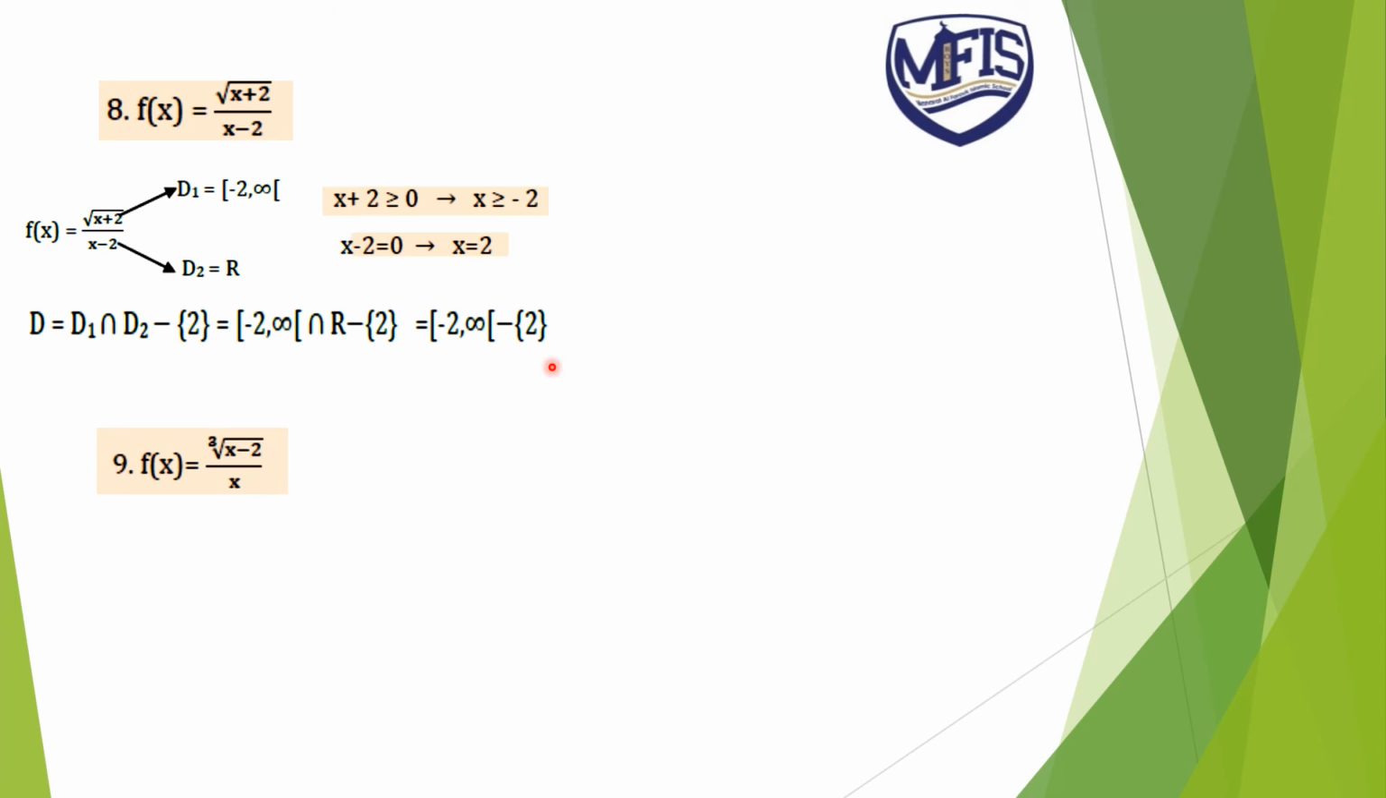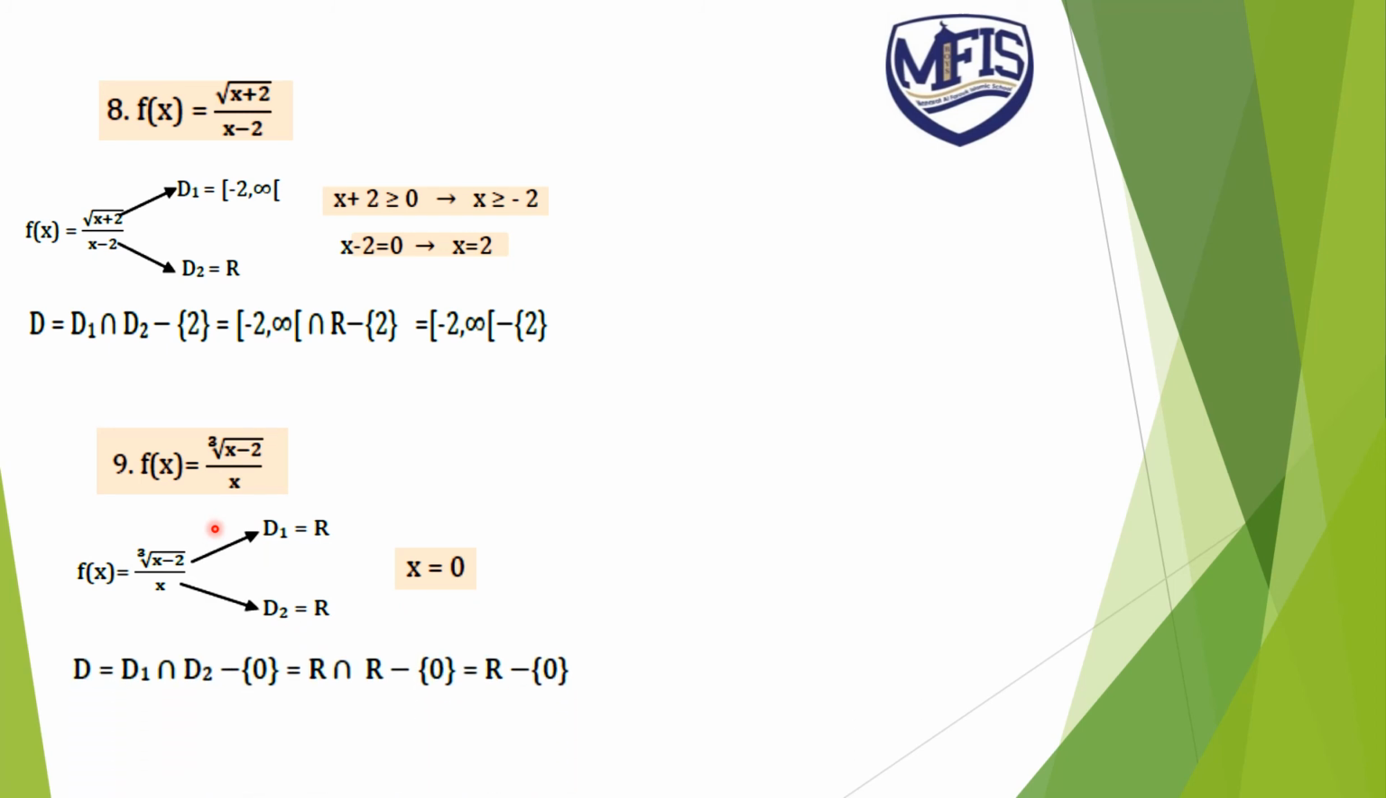Number 9. If f of x equals cubic root of x minus 2 over x, the first function is cubic root of x minus 2, the domain of this function is R, and the domain of x is R. So the domain of the intersection is R, except the zero of this function x, which is 0. So we get domain up R, domain down R, therefore the domain of f of x is R minus 0, as you see.